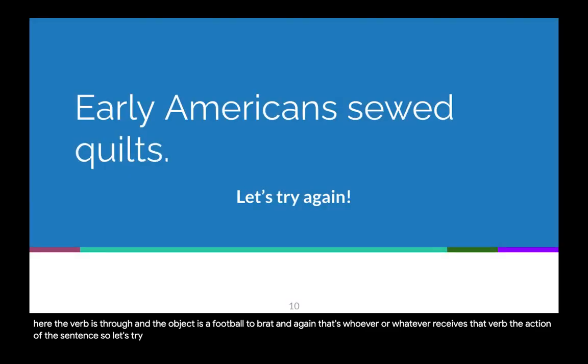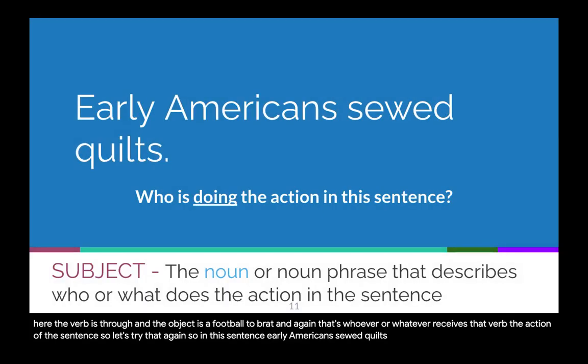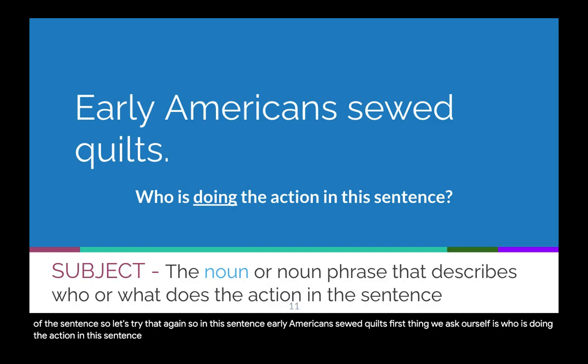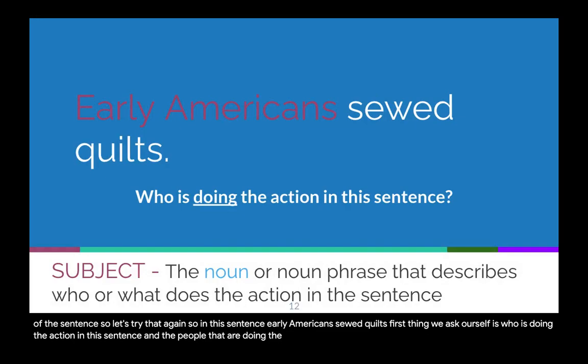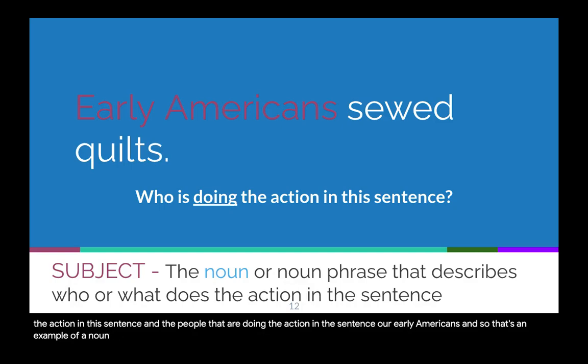So let's try that again. So in this sentence, early Americans sewed quilts. First thing we ask ourselves is who is doing the action in this sentence? And the people that are doing the action in this sentence are early Americans. And so that's an example of a noun phrase.